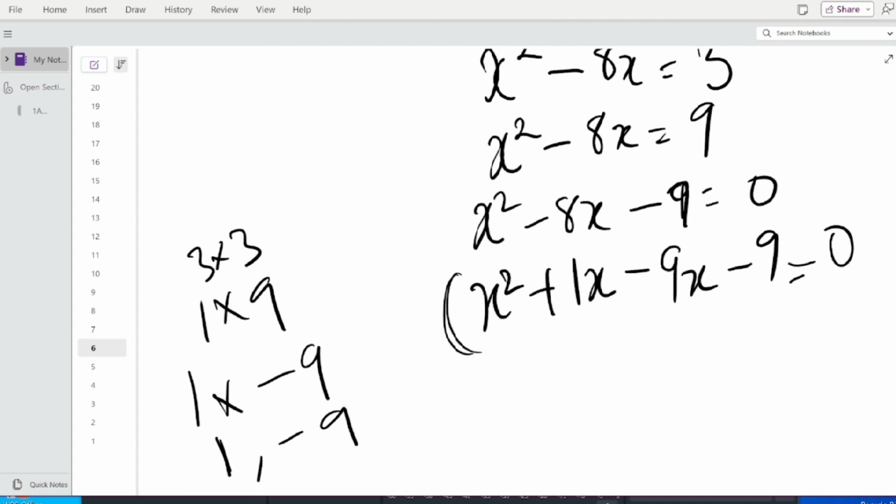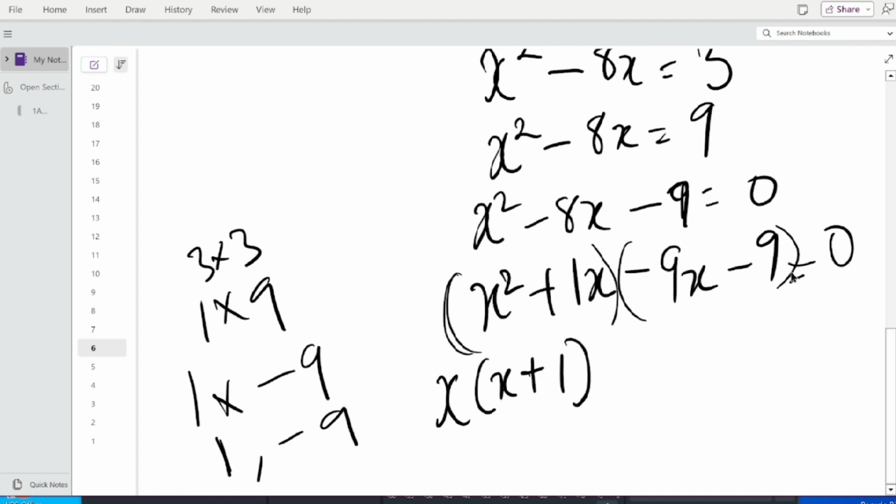We can now group them in twos, this and this. What is common in the first two? We have x common in them. We take out x. We divide this x squared by this x, you'll be left with x. Then plus, this x will cancel out this x, you'll be left with 1. Close bracket. We know that 9 is common in these two, but we're not just taking out the 9, we're taking out the negative, so that this can be identical with the value we get in our first bracket. We take out minus 9.